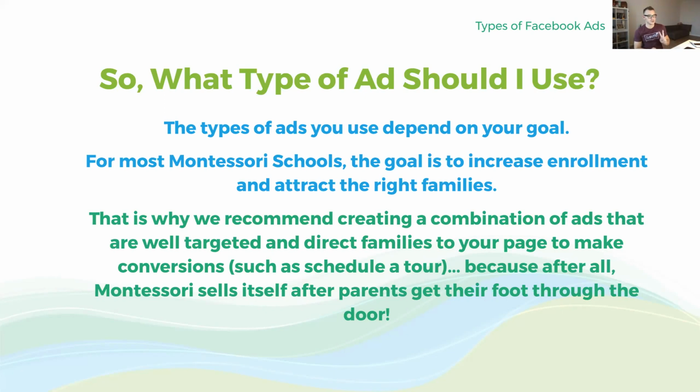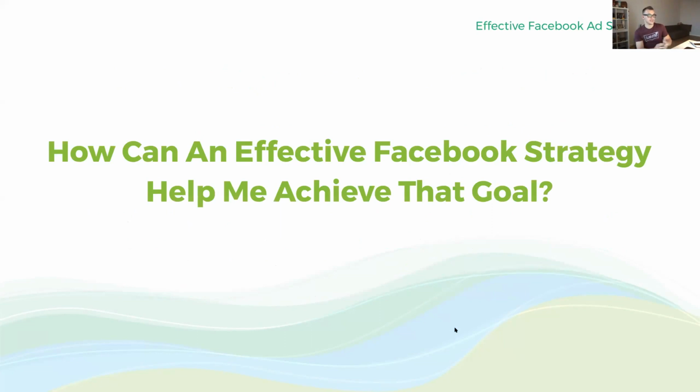So usually it's two campaigns: a conversion campaign, meaning conversion objective, and a remarketing campaign, which is also conversion objective, but it's shown to a very limited audience of people who engage with your business. Yeah, a combination of ads. So this is exactly what Camila wrote here. So that's right. How can an effective Facebook strategy help me achieve that goal?